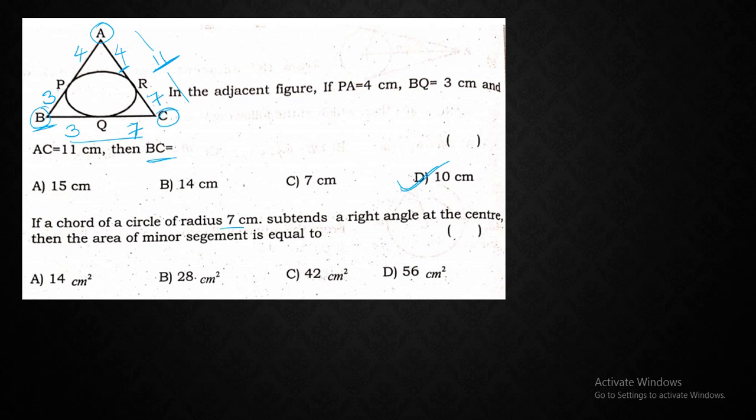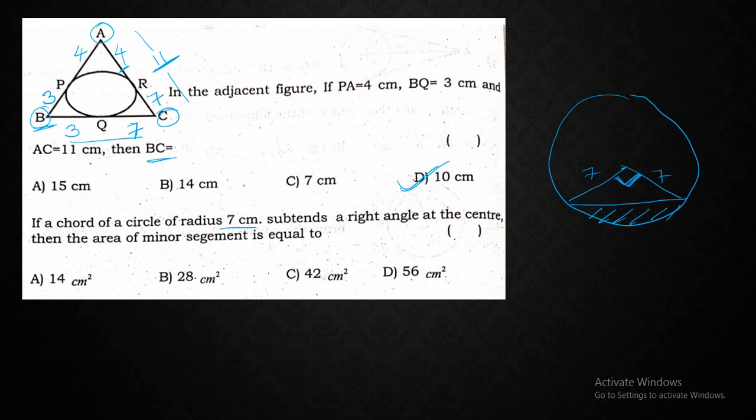If a chord of a circle of radius 7 centimeters subtends a right angle at the center, then the area of the minor segment is equal to... So if a chord of a circle of radius 7 centimeters subtends a right angle at the center, this angle is 90 degrees. Then what is he asking? The area of the minor segment. So the minor segment is this part.